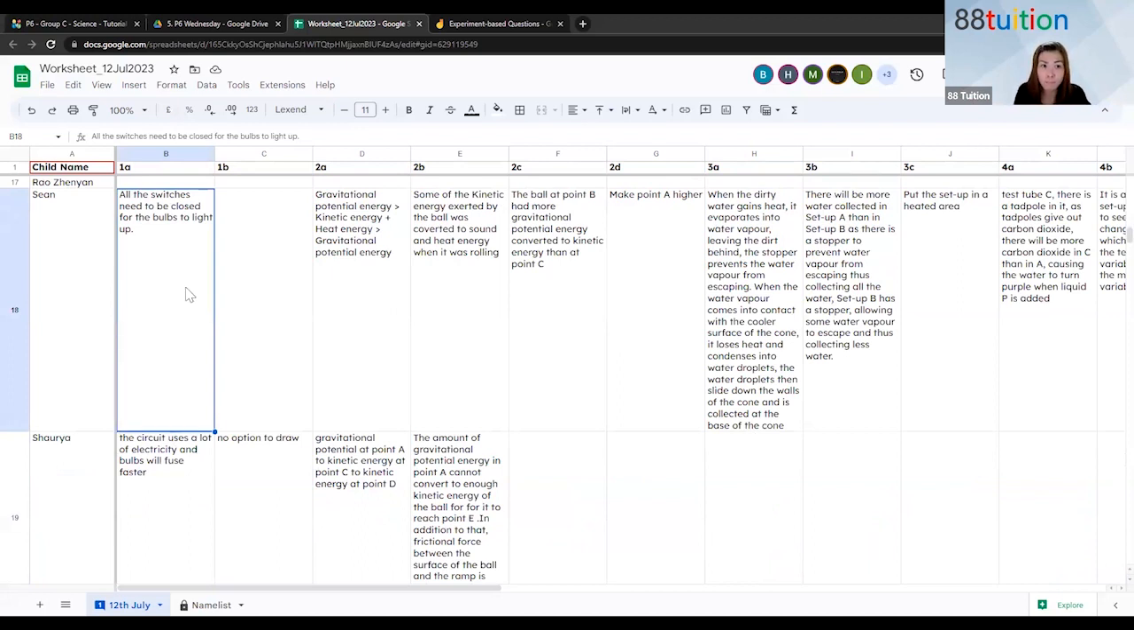Can you rewrite this? Okay. Try to write it such that if you want any room to have the bulb light up, S4 must be closed. Okay. Joshua, yes?